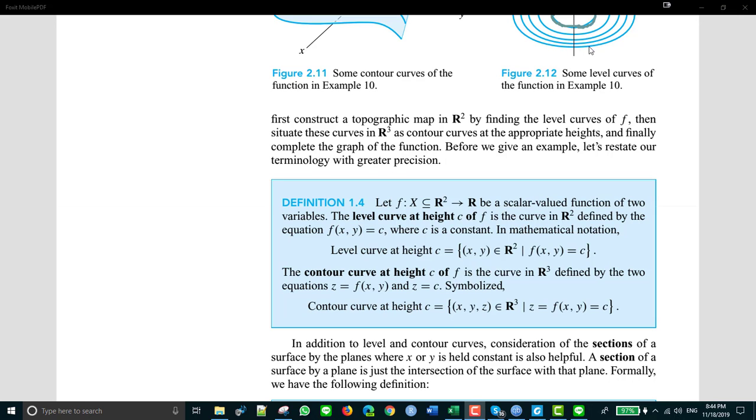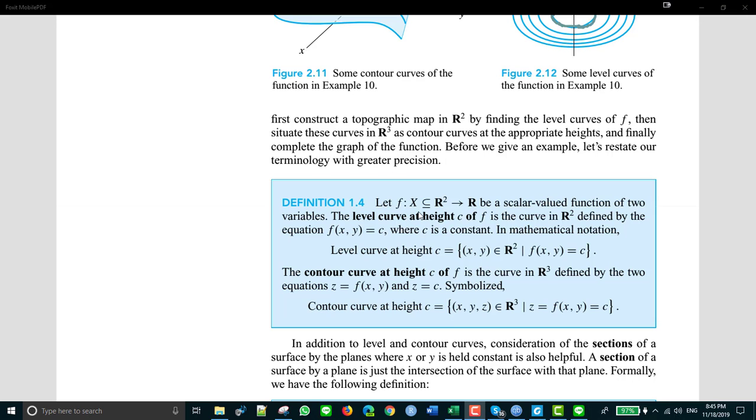So these are level curves, and the 3D stuff was contour curves. The level curves are in R2, they're in the plane, but the contour curves are in R3, right? So the contour curves are points in R3, like this says here, but the level curves are points in R2. Okay, so keep that in mind.